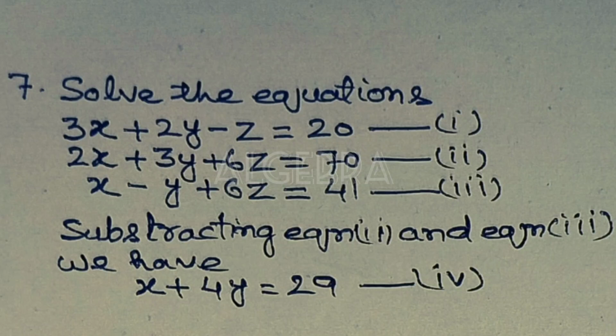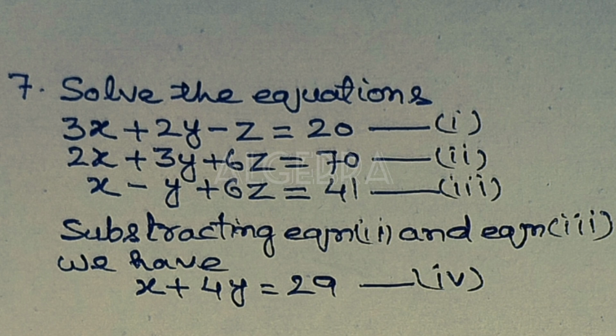7. Solve the equations. 3x + 2y - z = 20, equation 1. 2x + 3y + 6z = 70, equation 2. x - y + 6z = 41, equation 3.